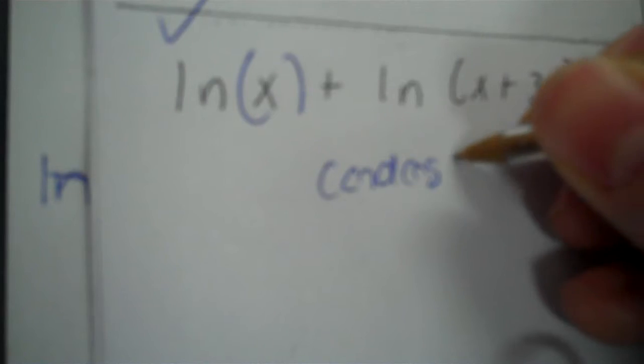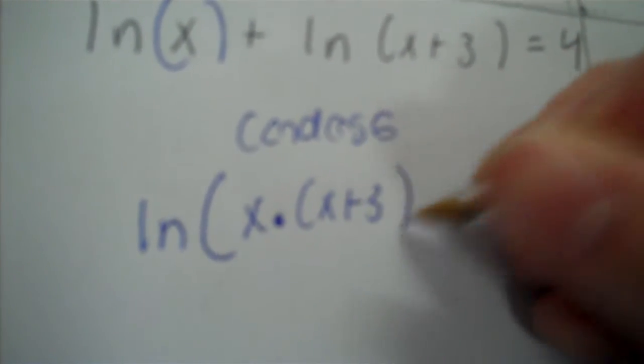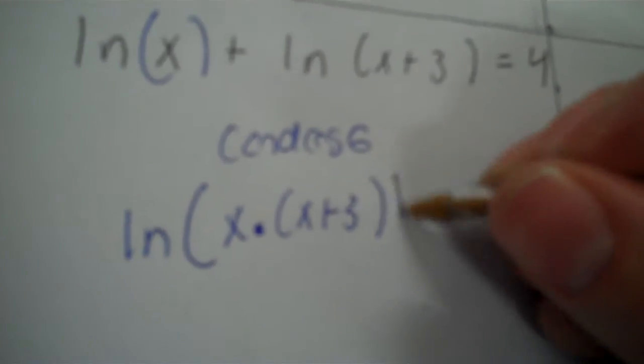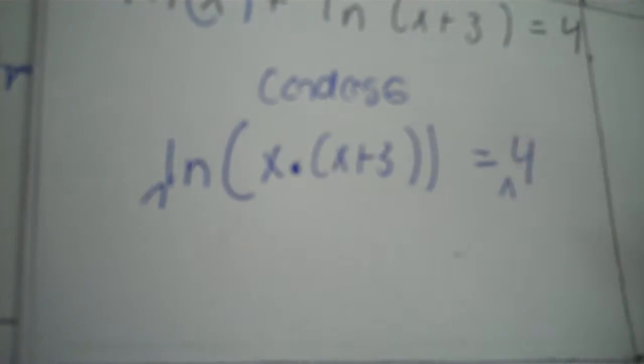Next one, ln of x plus ln of x plus 3 equals 4. First you have to condense it. If you have an equation you have to solve with any kind of logarithm, whether it be a log with a base or ln, you have to condense it. So you put ln, okay, and in parentheses you put x times, and you'll need another parentheses for the x plus 3, okay. Then you close it, and then equals 4. Now we get rid of the ln with e, but you make e into a base of a power.